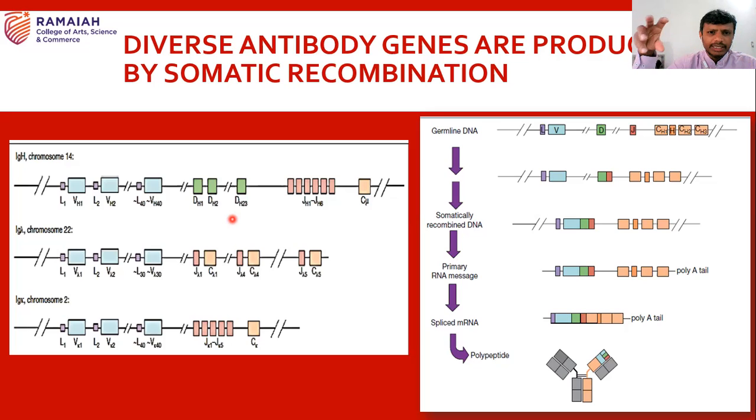The cells are maintaining themselves so that they will have more variability. They can create more variability and more diversity in producing the immunoglobulin, or you can say producing the polypeptide. Okay, so that is one thing we have to remember.